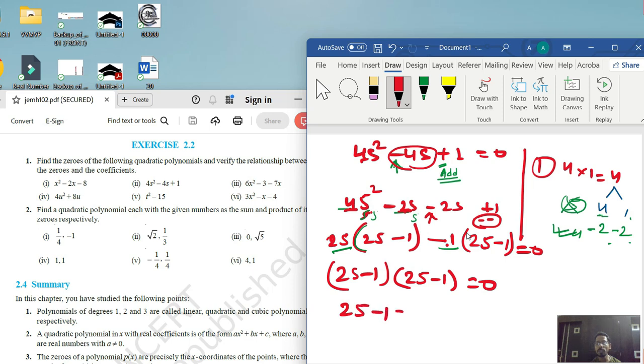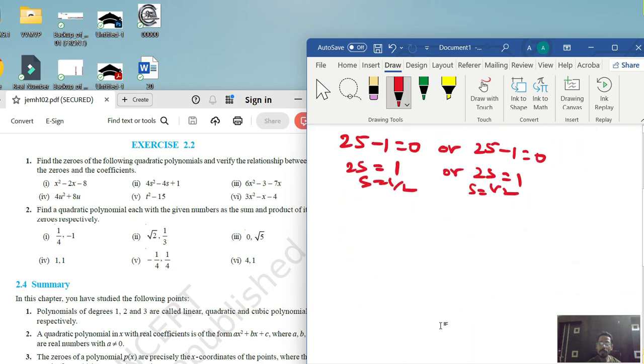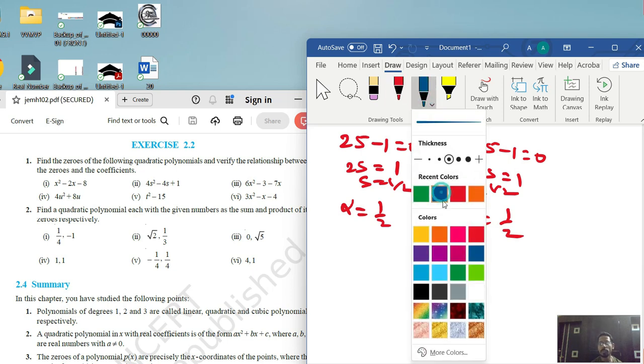Now 2s minus 1, the first one equal to 0, or 2s minus 1, that is the second one equal to 0. So 2s equal to 1. Here also 2s equal to 1. So s equal to 1 by 2. Here also s equal to 1 by 2. Okay. So we can say alpha equal to 1 by 2 and beta equal to also 1 by 2. Okay. Now we are going to do the verification of this question.